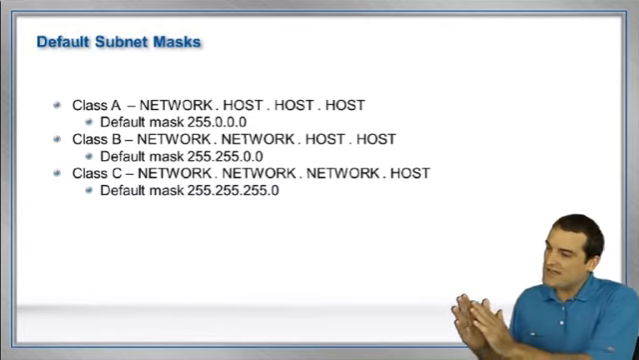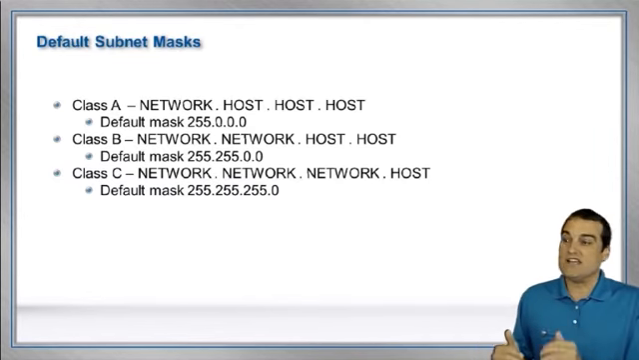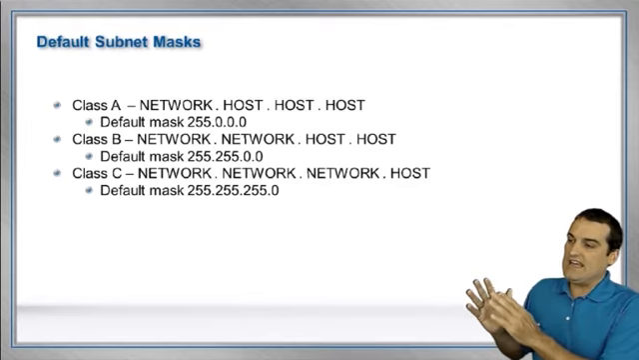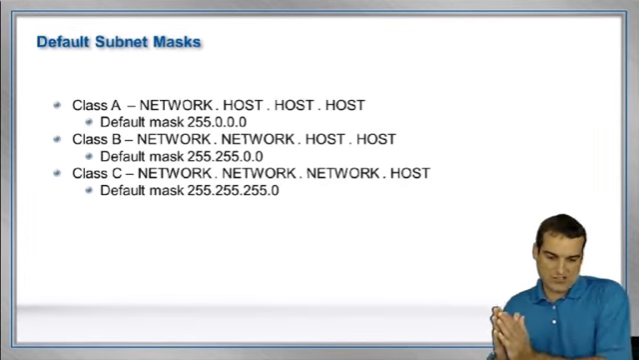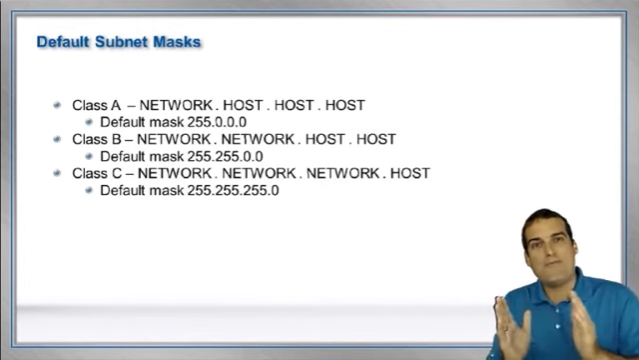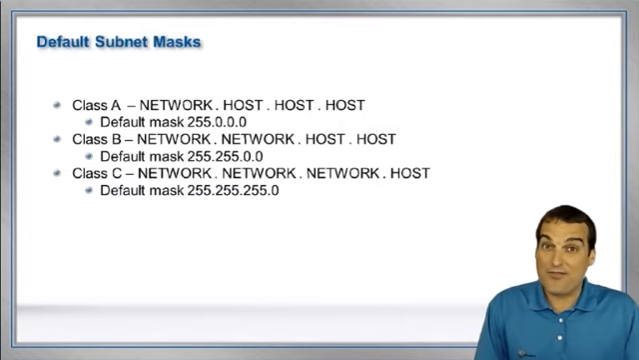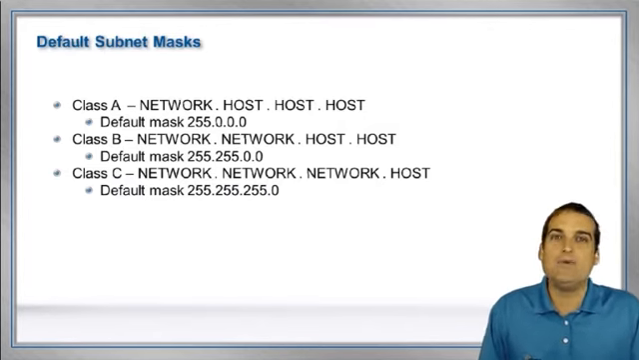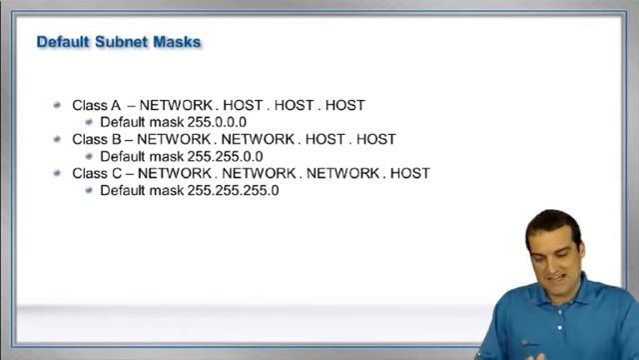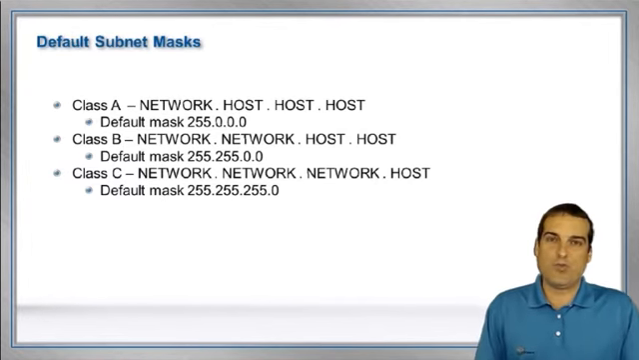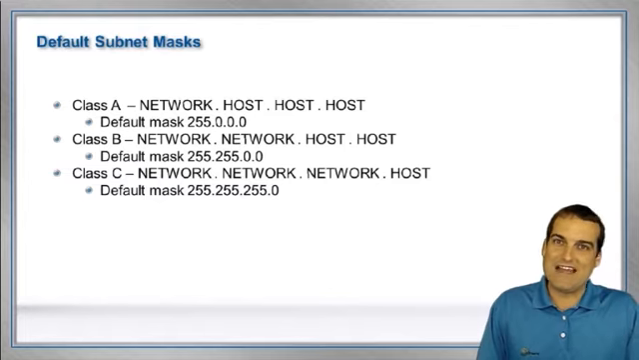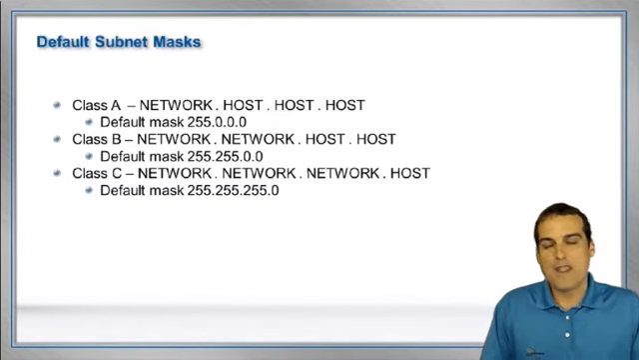255.255.255.0. Notice how the continuous ones, all the ones in those subnet masks, go right in a row, and they mask off what is the network portion. That's why it was named a subnet mask. It's masking off which portion of the 32 bits identifies a network.